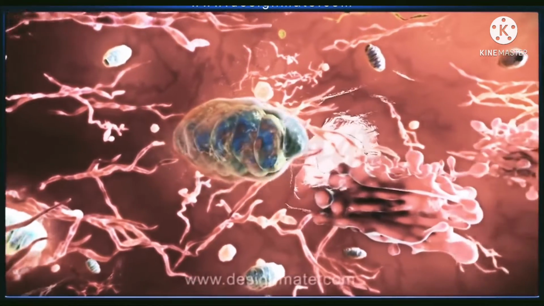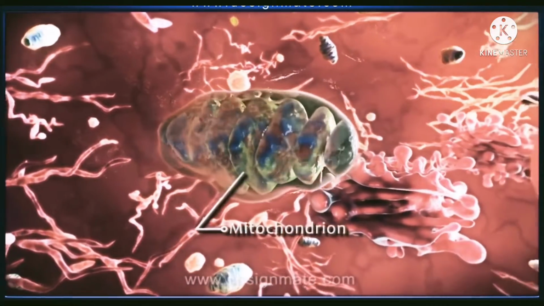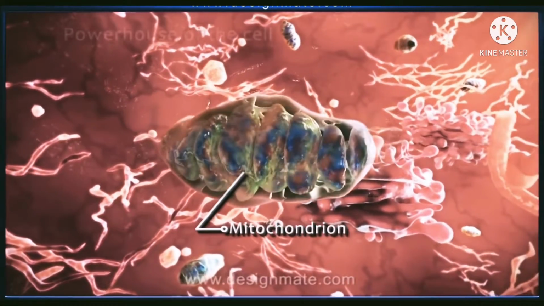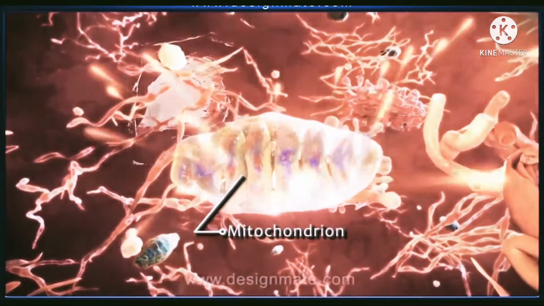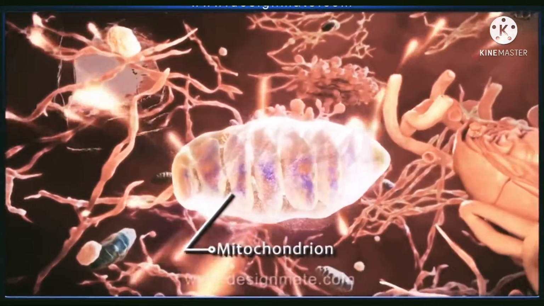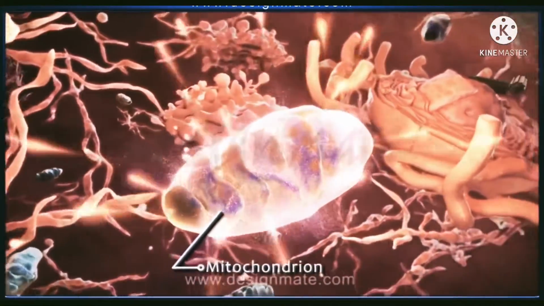The organelle responsible for this is the mitochondrion. It is also known as the powerhouse of the cell. Mitochondrion releases energy that the cell can use to carry out various life processes.